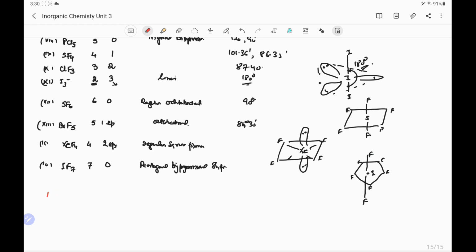One important note is that a lone pair always occupies the equatorial position in a triangle. That means if the shape is a triangle, then it will occupy the equatorial position, and not the apical position, that is up or down.